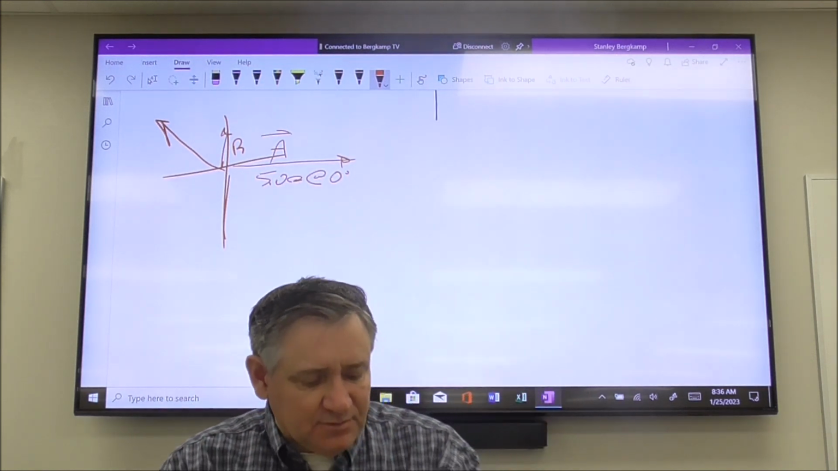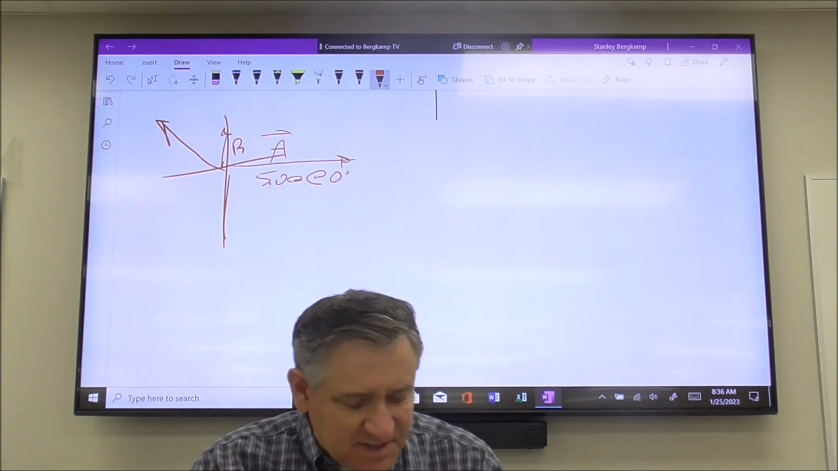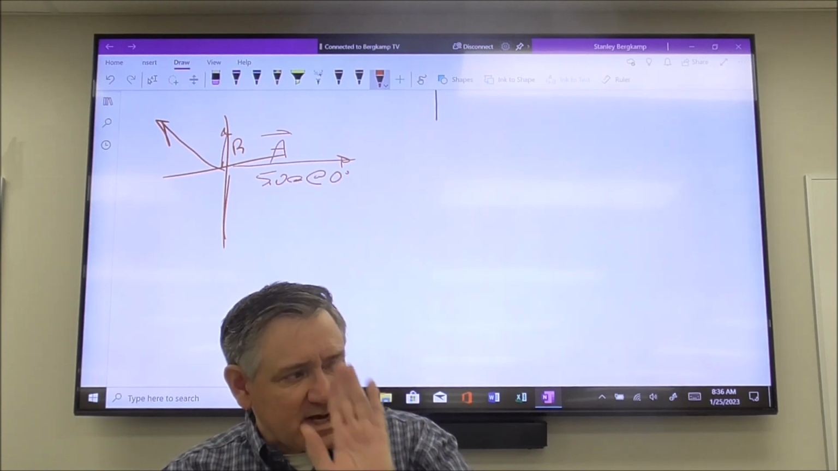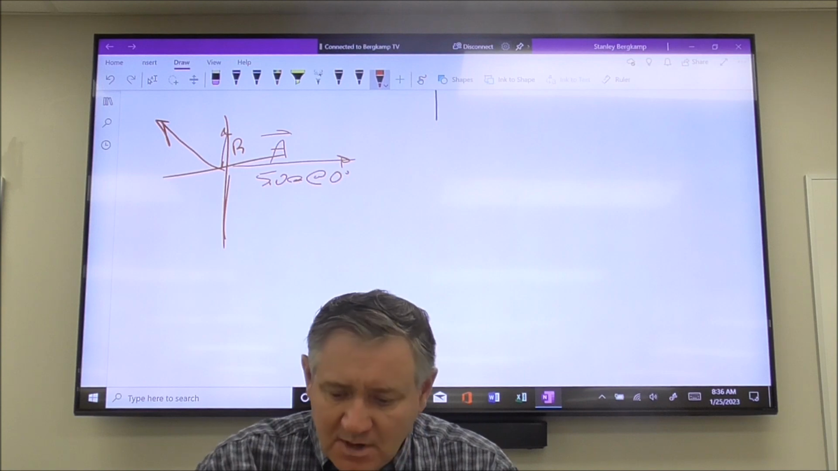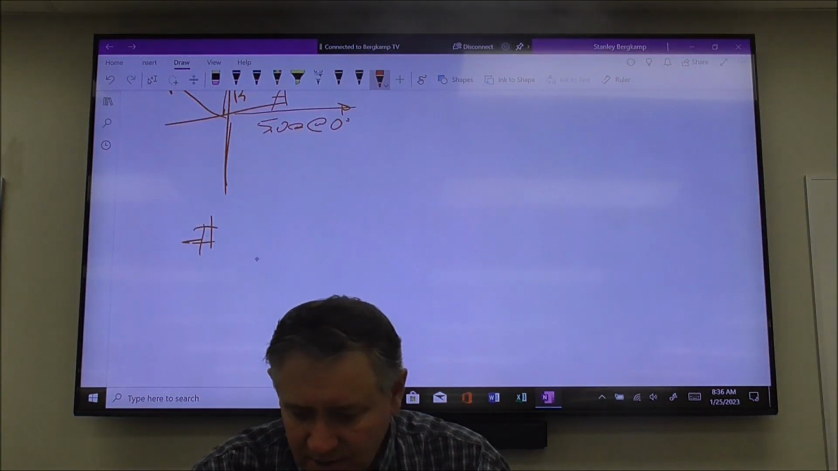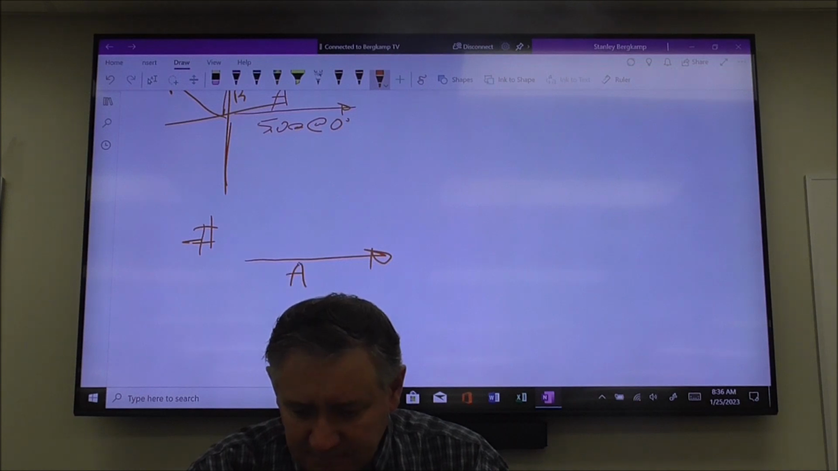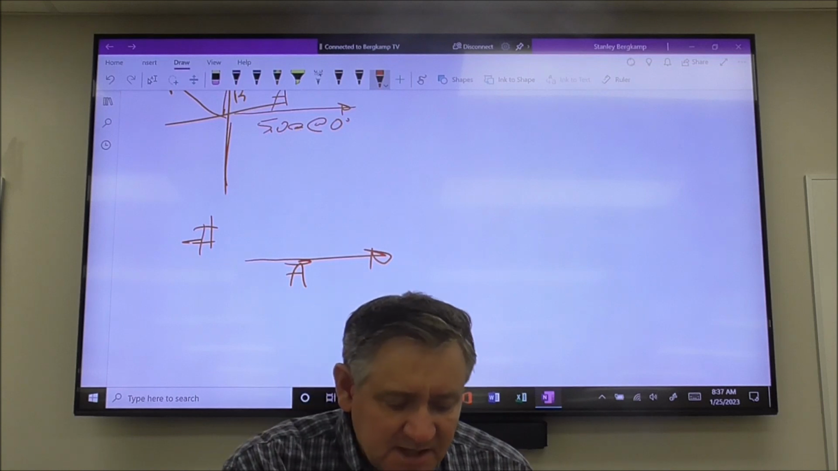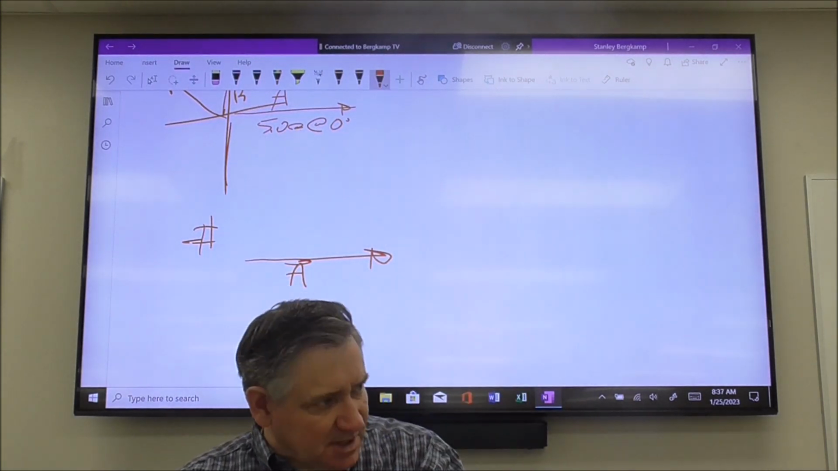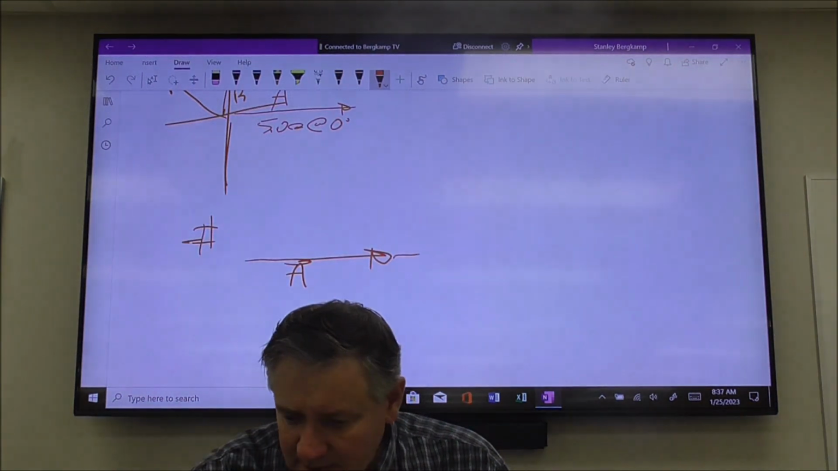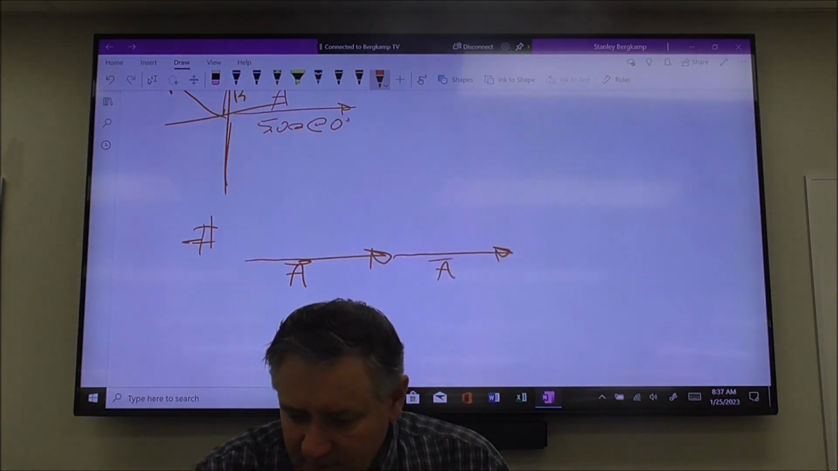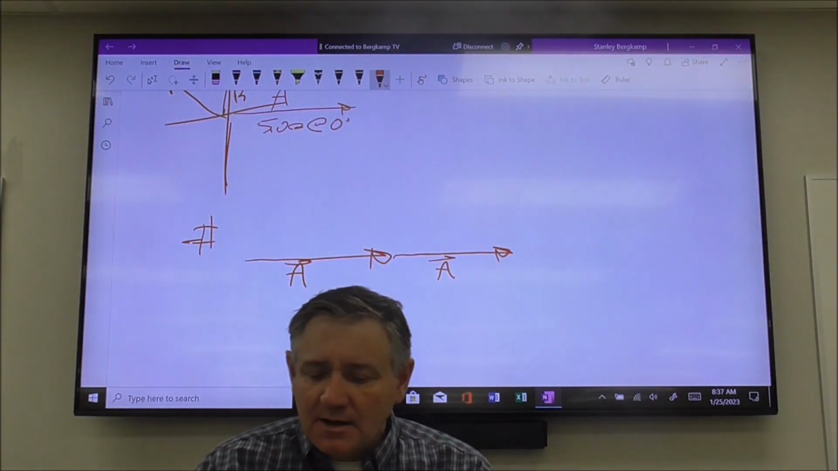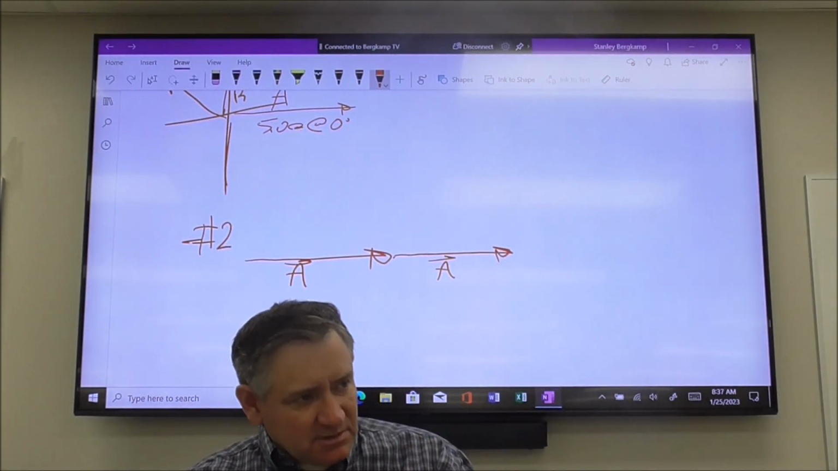When you get down to number 2, now we're going to begin to add these vectors together. Number 2 is as easy as it gets. We're just going to add vector A to vector A. So on number 2, you're going to draw vector A, 5 centimeters. Now from the end of vector A, I'm going to add another vector A to itself. So it's vector A plus vector A. That's what I've got.